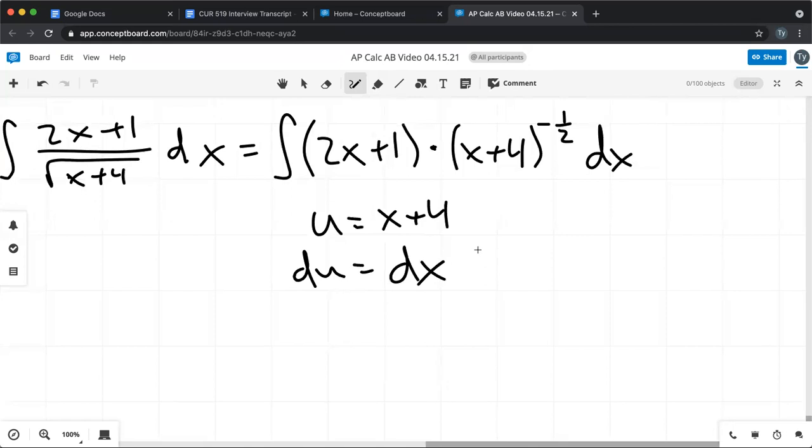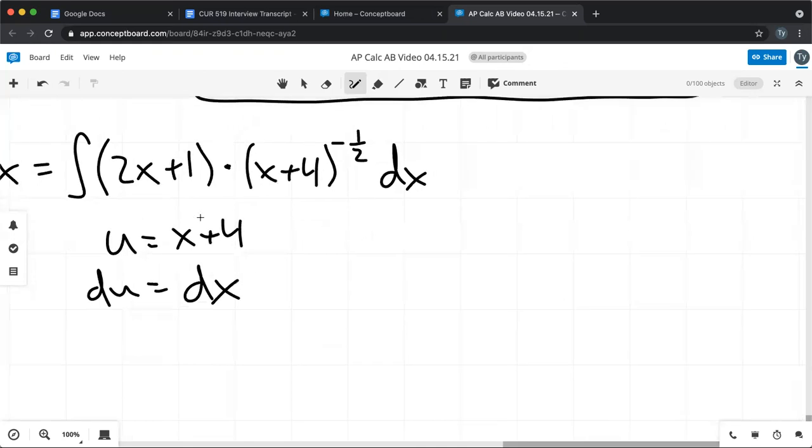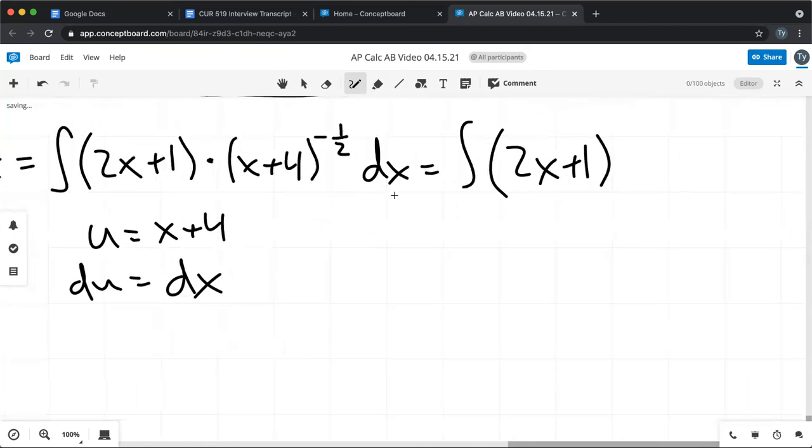Okay, let's do exactly what we did before and what we've been doing. Let's plug in for u and for dx. So we haven't touched this term yet, right? Instead of x plus 4, we have u. We're raising it to the negative 1/2. And instead of dx, we have du.